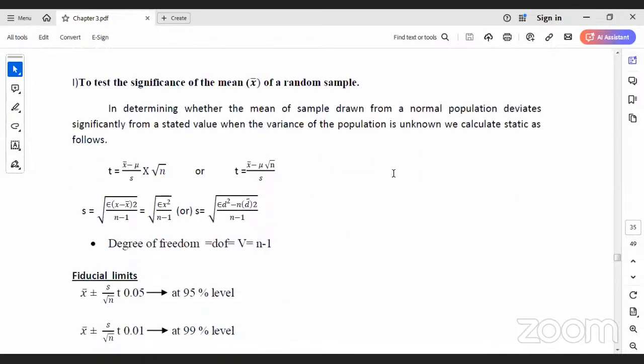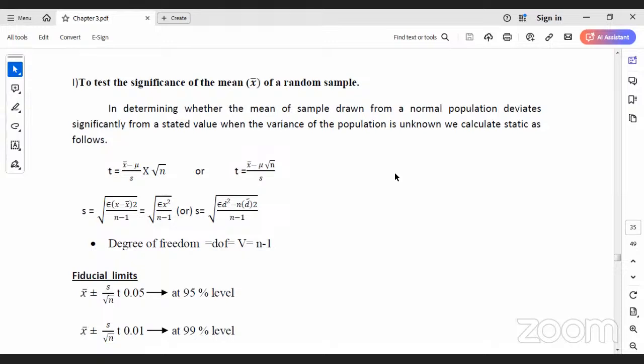So we'll see the first one: to test the significance of the mean X bar of a random sample. In determining whether the mean of a sample drawn from a normal population deviates significantly from a stated value when the variance of the population is unknown, we calculate the statistic as follows. T is equal to X bar plus or minus mu by S into under root N.